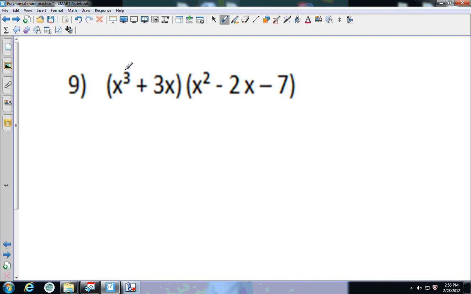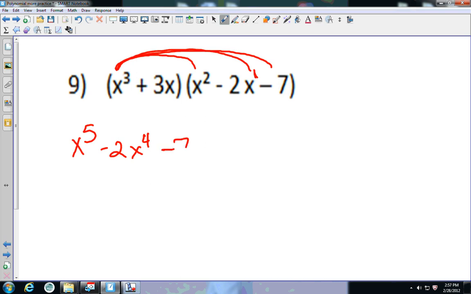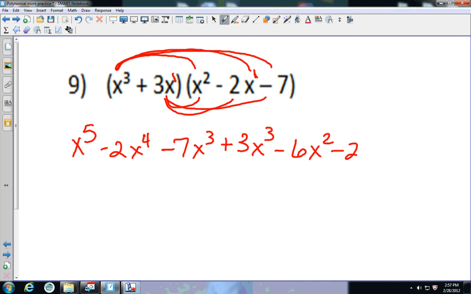I'll do the distributive property. 3x times 2x. x to the 5th power because you add your exponents. x to the 3rd times negative 2x. Remember there's a 1 right here. I have negative 2x to the 4th power. x to the 3rd times negative 7. Negative 7x to the 3rd power. Now inside here, 3x. I've got plus 3x to the 3rd power. 3x times negative 2x. Negative 6x squared. 3x times negative 7, negative 21x.